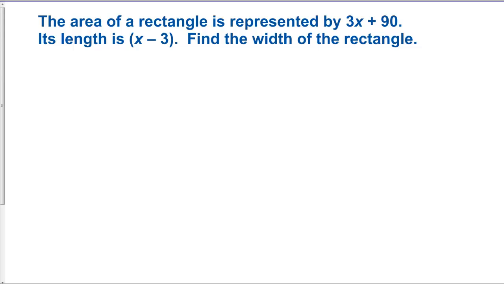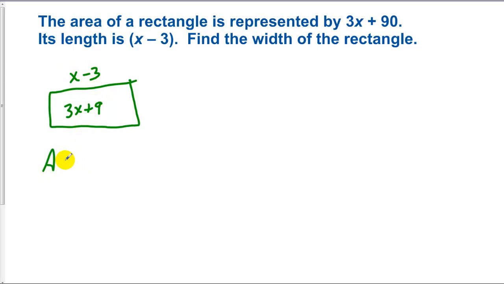So now we'll do a little application. We have a rectangle with an area of 3x plus 90. So I'm just going to write 3x plus 90 on the inside. And its length is x minus 3. We want to find the width. We know the area is equal to the length times the width. So what I'm going to do in order to find my width is divide by the length.